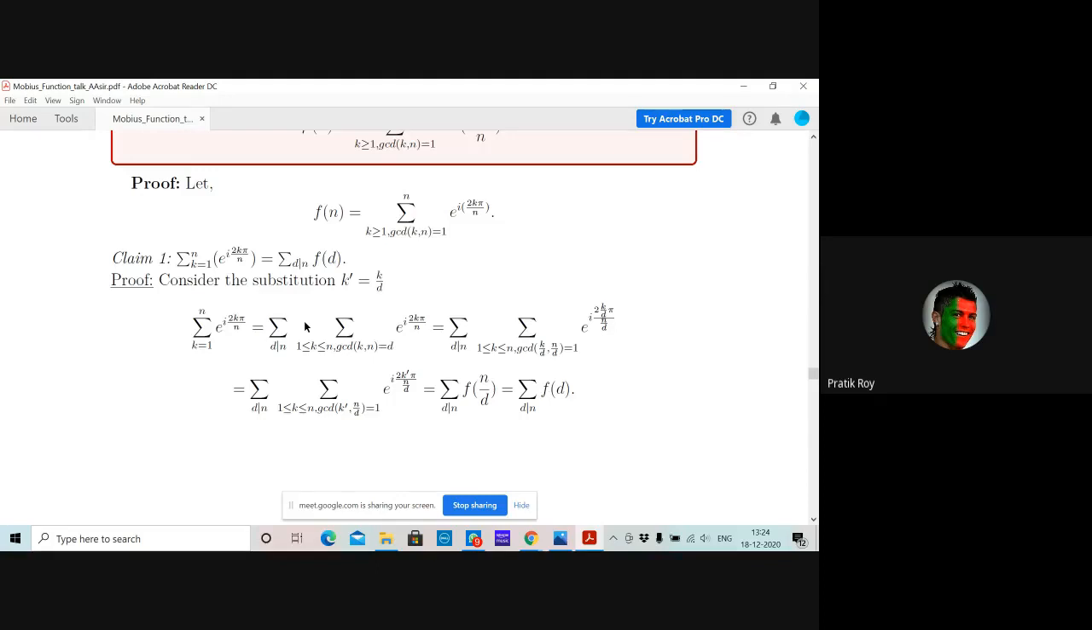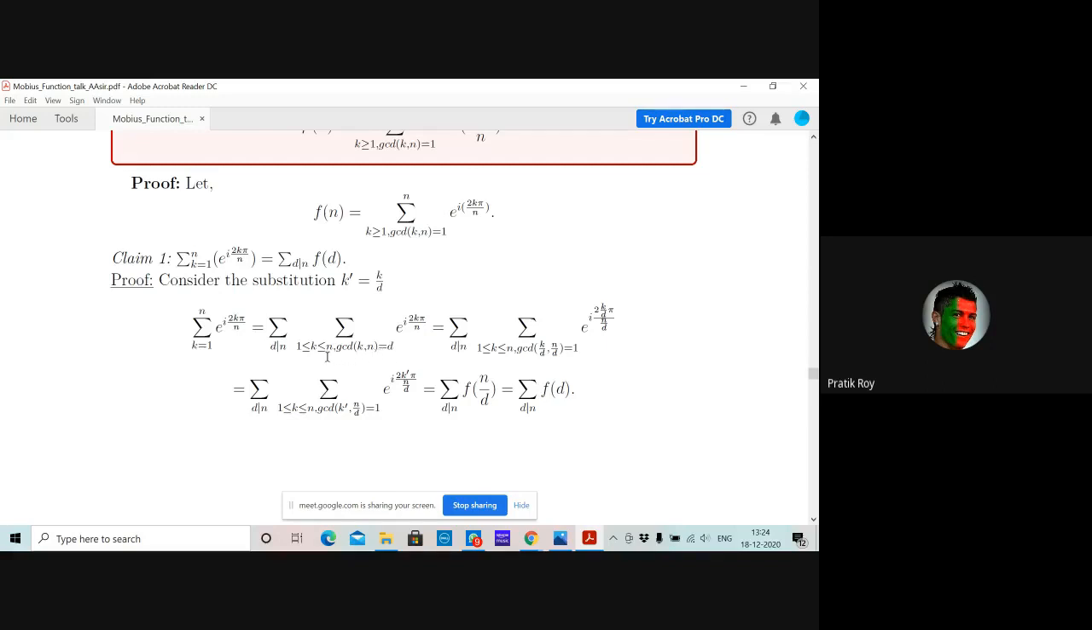So I have just defined another partition of these sets, and I have just summed up over all those partitions, the cardinality of all those partitions. Now I see that the summation over d dividing n, GCD of k and n is d, of e to the power 2k pi i by n. Now if k and n have GCD d, obviously d divides k, and thus k must be greater than or equal to d.